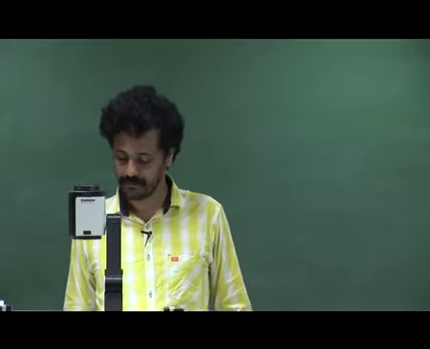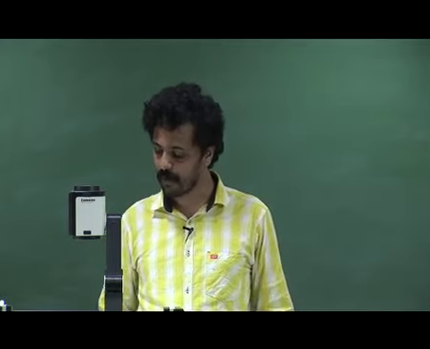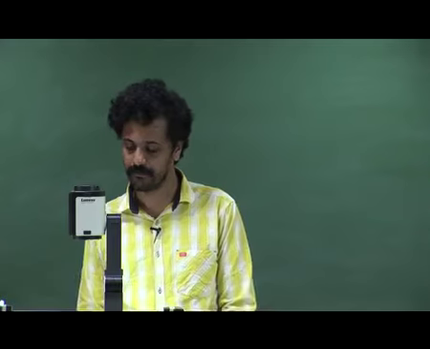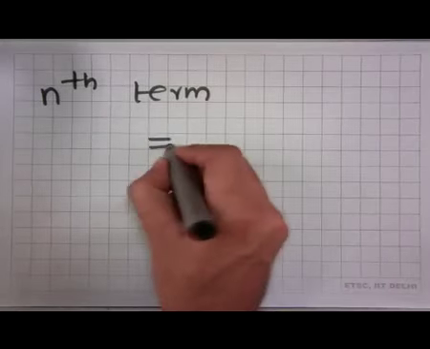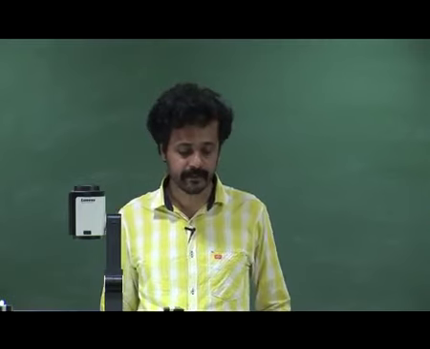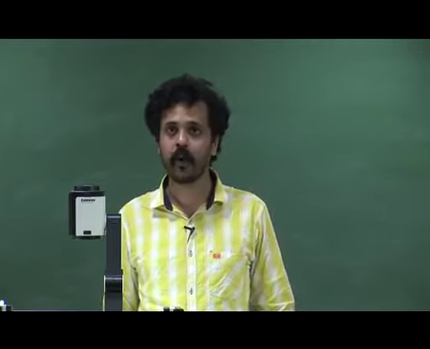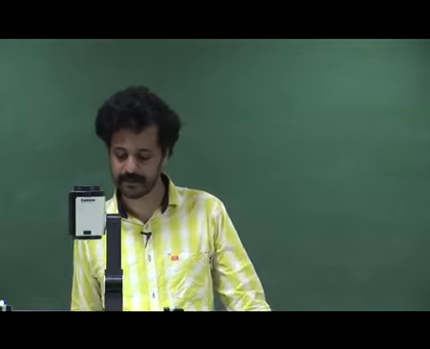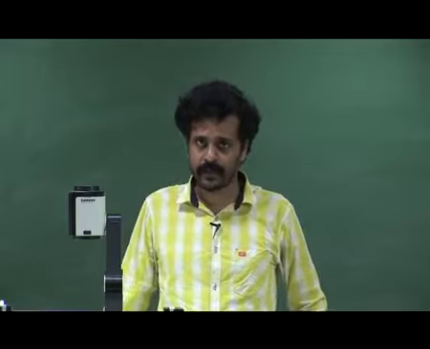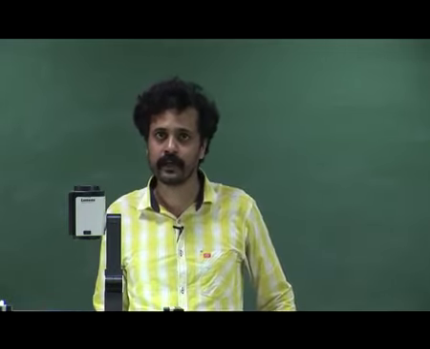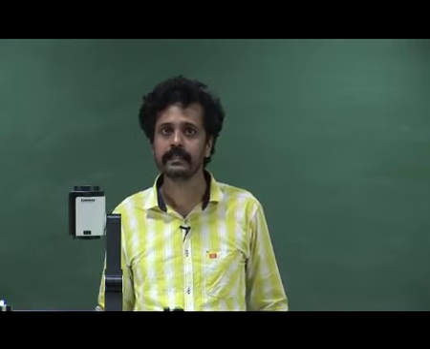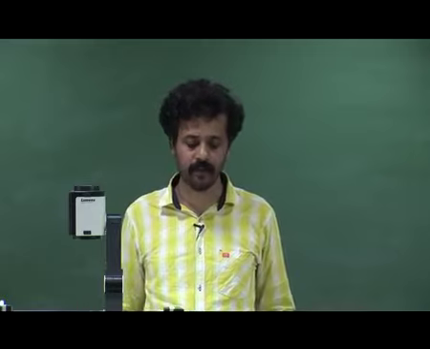Following the pattern, you can see that the nth term of this GP in standard form is a r power n minus 1. This is the expression for the nth term of a GP with common ratio r and first term a. Similar to the case of arithmetic progression, let us ask the following question. Can we get a closed form expression for the sum of first n terms of a GP?